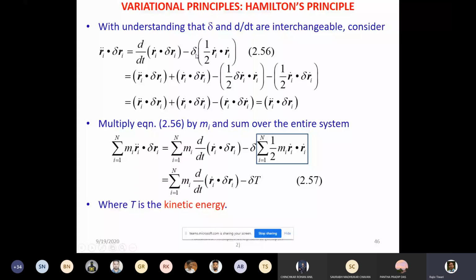Here we should have the understanding that the delta operator and the differential operator, we can interchange their operation. Just like integration and differentiation, we can change the order of that. Same way, we can change the order of the variation and the differentiation. So let us see whether this expression is equal to this or not. So here I have given the expansion of that.